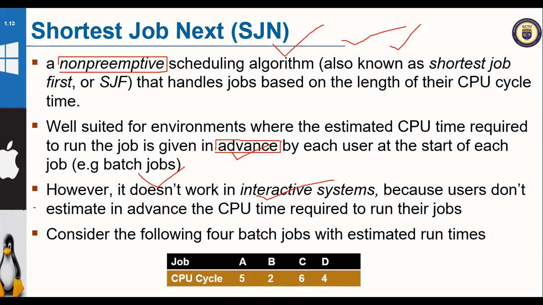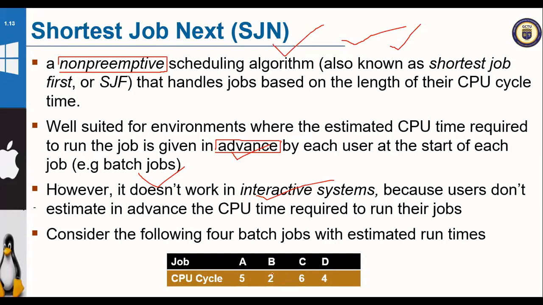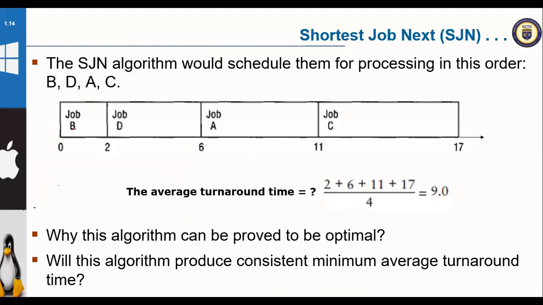Okay, so let's look at these 4 jobs here. We have jobs A, B, C, and D with their CPU cycles 5, 2, and 4 respectively. Now, if we use this shortest job next algorithm, this is what will happen. At time 0, operating system will ask, which of these jobs has the shortest CPU cycle? From this diagram, we see that it is job B. B has only 2 CPU cycles. So the CPU will start executing job B. Job B executes from time 0, time 1, time 2. Job B is completed because it's non-preemptive.